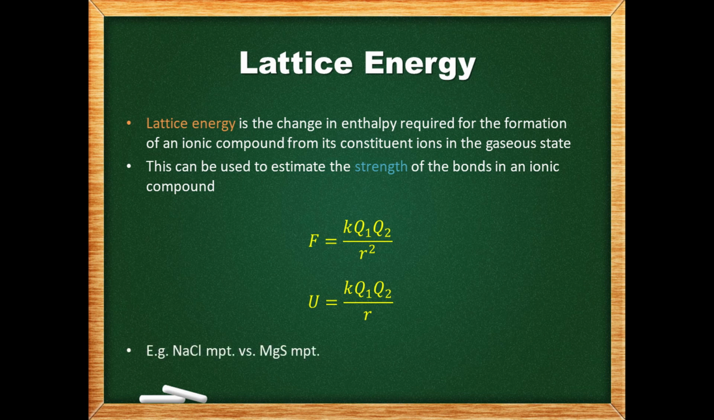As an example, we can compare the melting points of magnesium sulfide and sodium chloride. Looking at the charges, we see that the sodium and chloride ions have +1 and -1 charges respectively, while the ions in magnesium sulfide have +2 and -2 charges. Because of this, the force of attraction and lattice energy will be smaller in magnitude for the sodium chloride, so sodium chloride will have a lower melting point. A lower melting point occurs because less energy is required to overcome the ionic bonds.